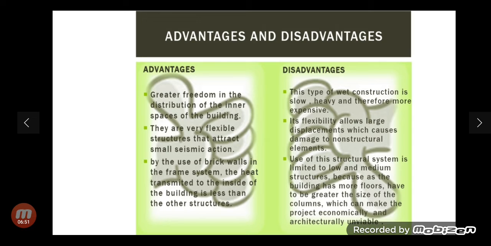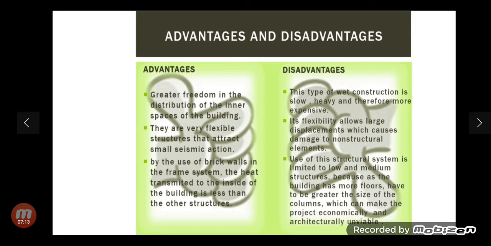Greater freedom, some of the advantages: greater freedom in the distribution of the inner space of the building. They are very flexible structures that attract small seismic action. By the use of brick walls in the frame system, the heat transmitted to the inside of the building is less than in other structures.